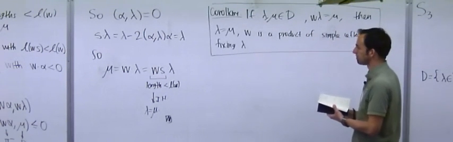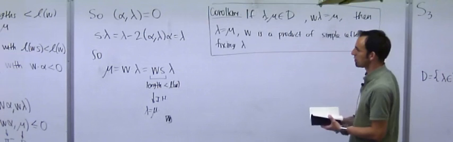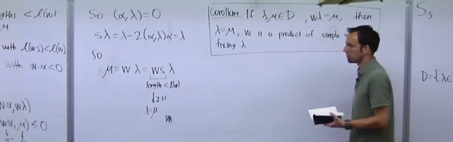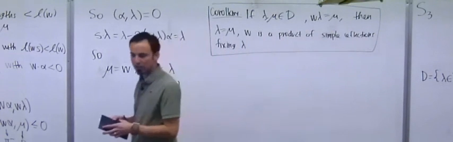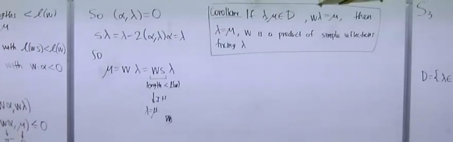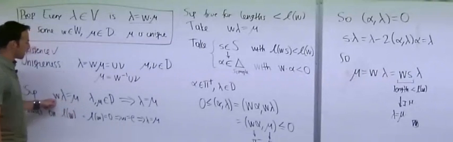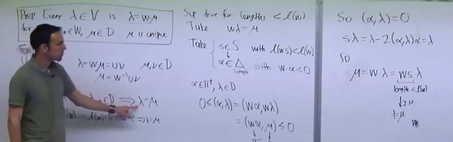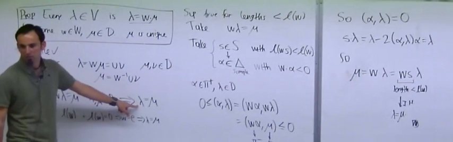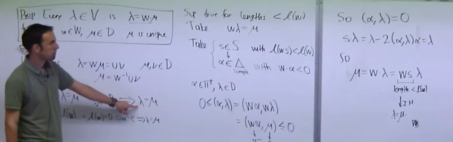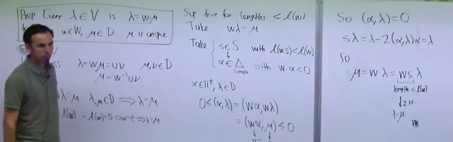So why is this? Well, basically, let's look at this proof again more carefully, and we'll see that I already proved this. Okay? So let's look at this proof and prove this stronger statement. So we have W lambda is equal to mu, and we want to argue by induction that lambda is equal to mu, and W is a product of reflections that fix lambda. Okay? So I assume this.